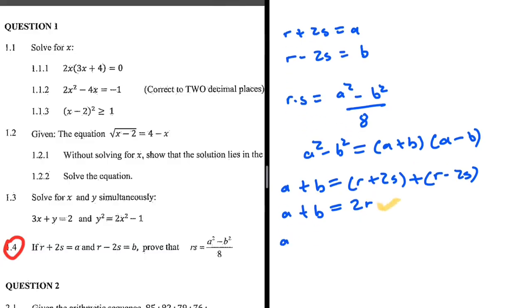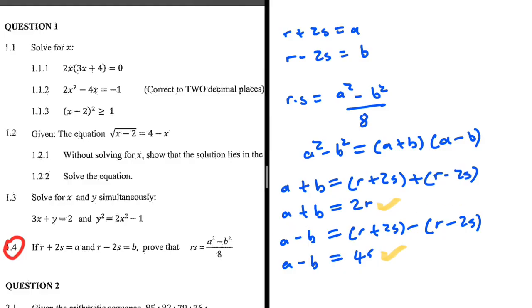Now let's figure out what a minus b is equal to. This is going to be r plus 2s minus r minus 2s. So let's take a look. a minus b will be equal to r minus r, which gives us 0, and then 2s minus minus 2s gives us 4s. So there we go: a plus b is equal to 2r, and a minus b is equal to 4s.